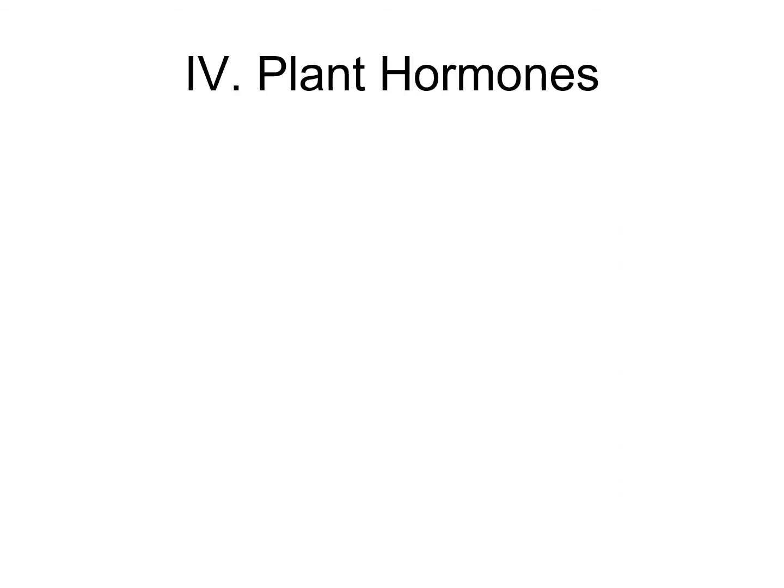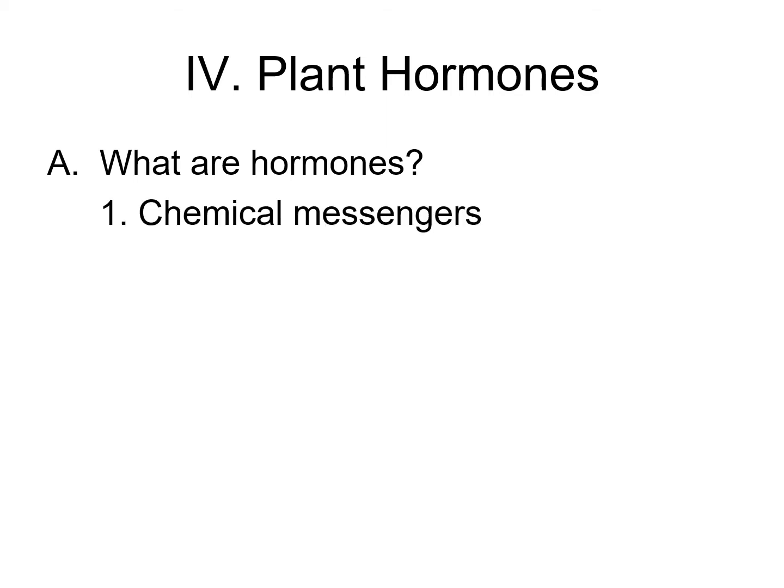So although we are explicitly talking about plant hormones, the generalizations that I make about hormones also apply to animals as well. Okay, so first question, what are hormones? Hormones are chemical messengers. Chemicals are a major way that cells communicate with each other. There are several different kinds of chemical messengers, and hormones are one category of them.